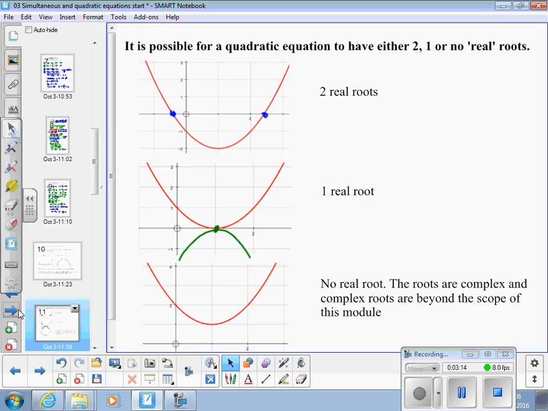And then we have one here where the whole parabola is sitting above the x-axis. We could have a whole parabola sitting below the x-axis and not crossing it. There are no real roots in that particular one. The roots are complex, and complex roots are beyond the scope of this module. So we won't be trying to find the roots of that kind of quadratic equation. All we'd say is there are no real roots for that equation, because they're complex.